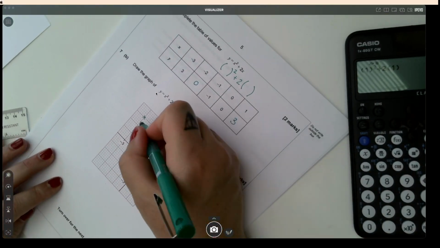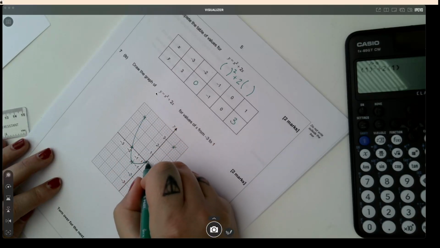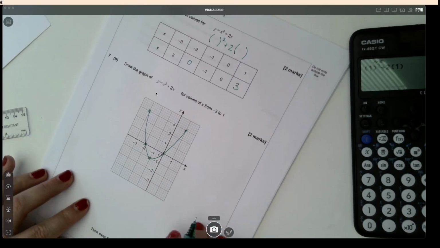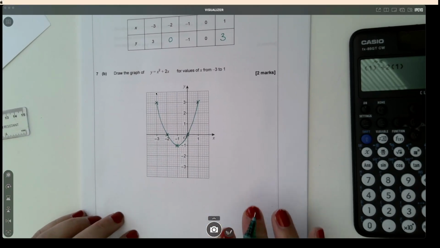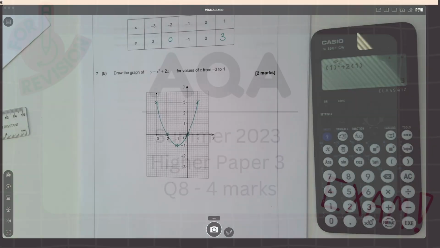What I need to do is attempt to draw a smooth curve, as smooth as I can by hand, that goes through all those points. I'd recommend you drawing that curve in pencil, then if you do make a mistake, you can rub it out and it'll be clear to the examiner which is the answer that you're submitting.